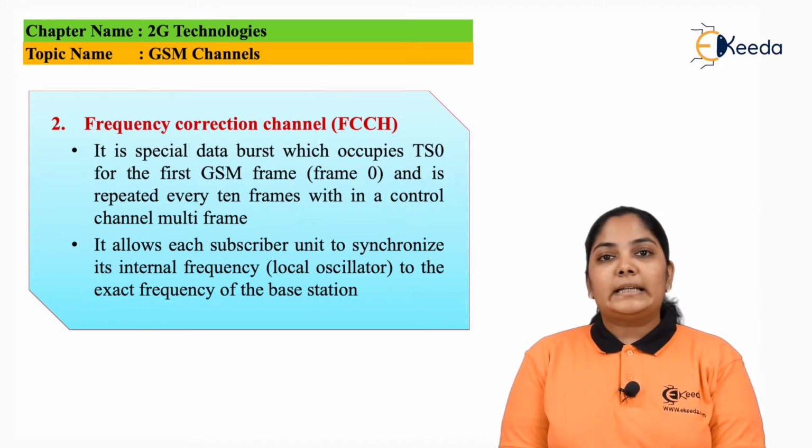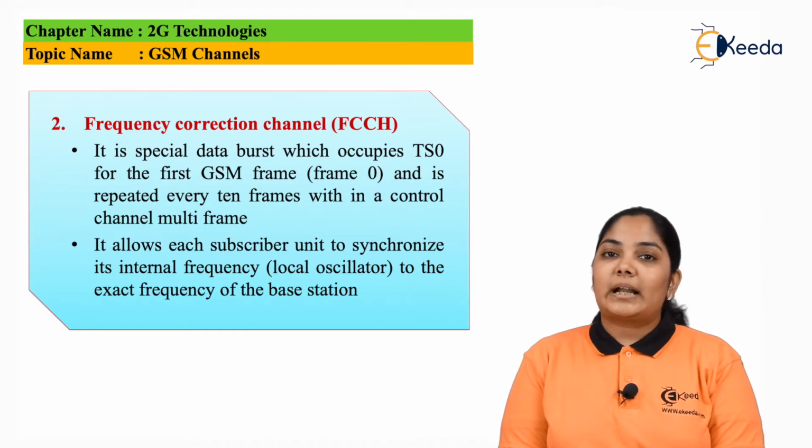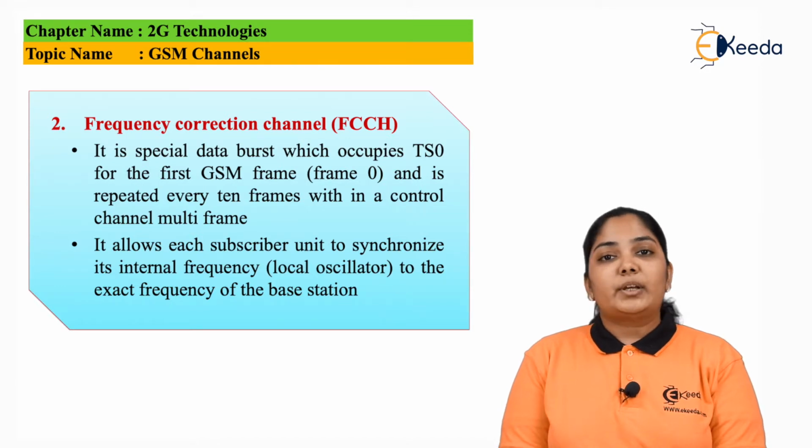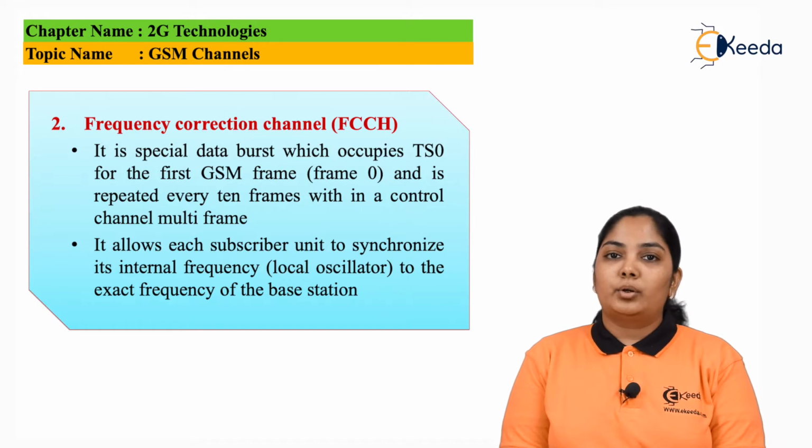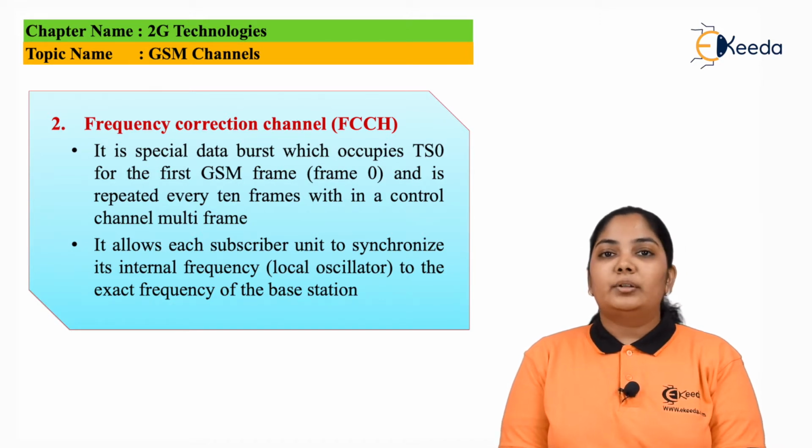The local oscillators are inside the mobile phones, which set the frequency of the transmission via antennas. So this frequency correction control channel helps set the frequency of the local oscillator exactly to the frequency of the base station at which the mobile phone is communicating.